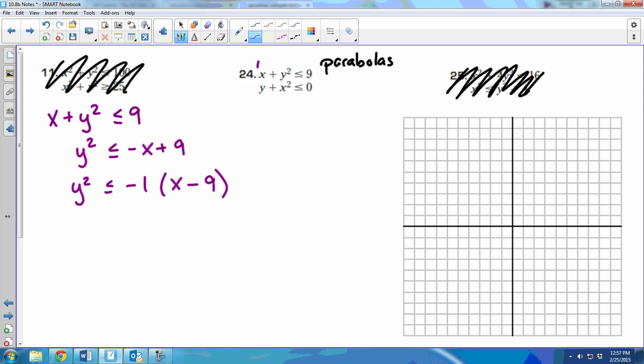Everyone understand why we did that? The x can't be negative. Right? Standard form says there's a 4p in front of here. So 4 times what is negative 1? Negative 4, right? So I know p is going to be a negative. So I know lots of things now. It says y squared. So if it says y squared, is this horizontal or vertical? Horizontal.